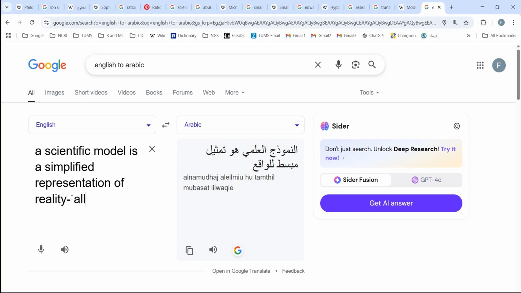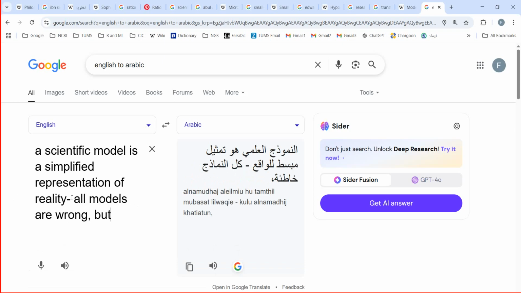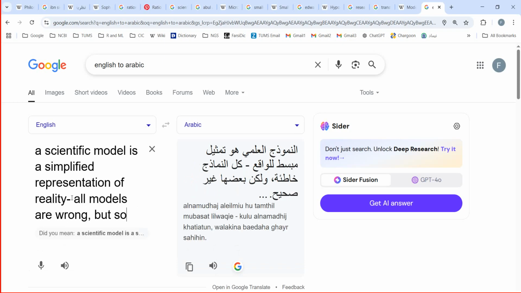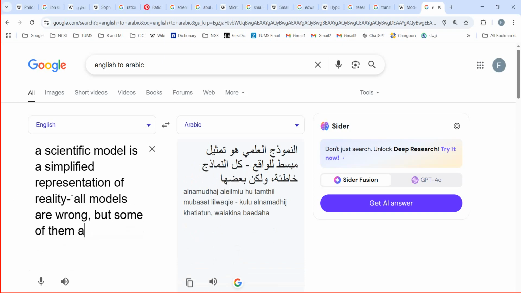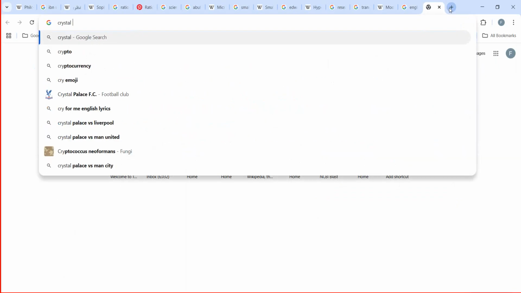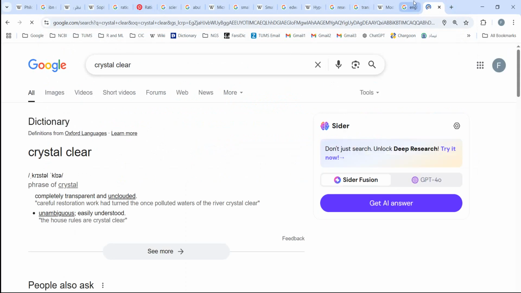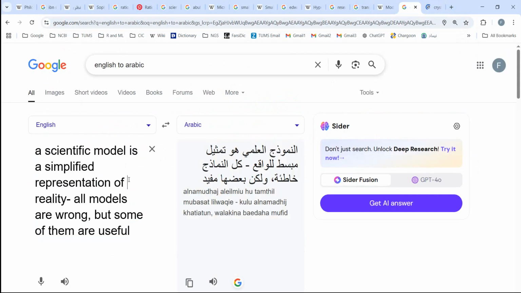Let me write: all models are wrong, but some of them are useful. All right? Clear? Is it clear? Yes. Crystal clear, okay? So there is a thing called crystal clear. Is it crystal clear in the mind what I mean here? This is important, okay? A simplified representation of reality. All models are wrong, but some of them are useful.